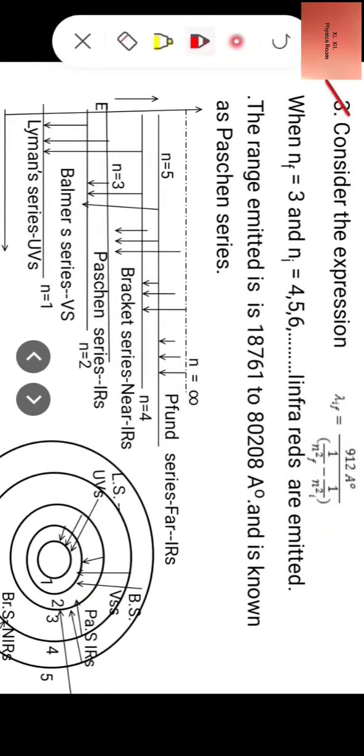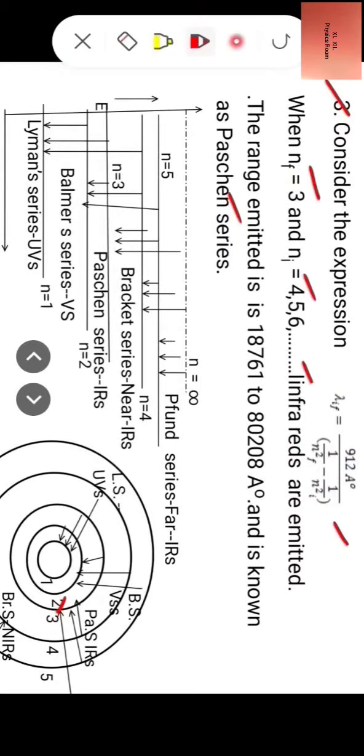Case 3. Consider the expression lambda IF is equal to 912 divided by 1 by nf square minus 1 by ni square angstrom again. Now when nf is equal to 3 and ni is equal to 4, 5, 6, infrareds are emitted. The range emitted is 18,761 to 80,208 angstrom and is known as Paschen series. So here this is Paschen series.